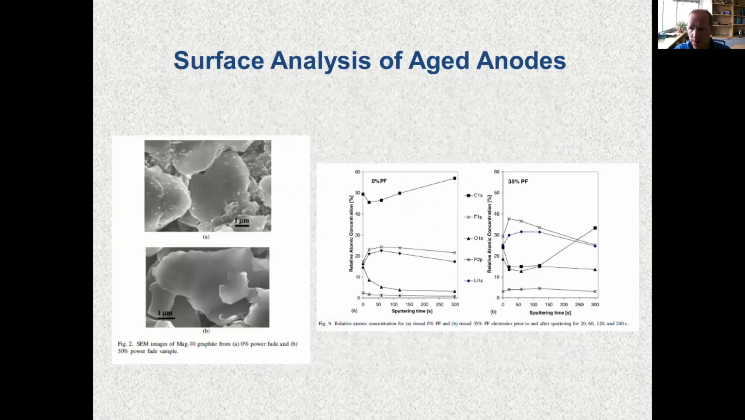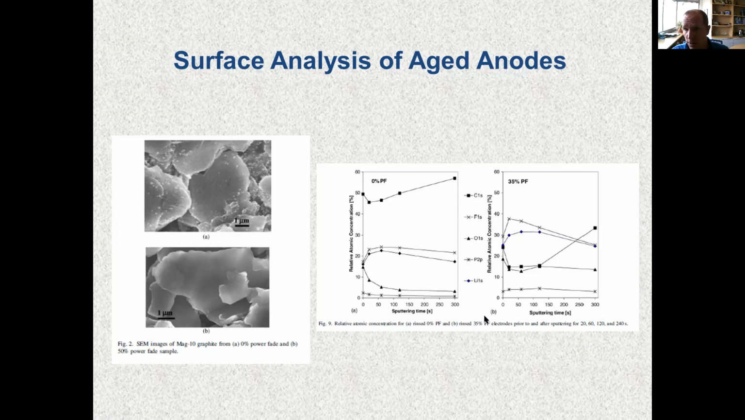What was observed is that you start off with fresh graphite particles. The edges of these graphite particles look pretty clean, though you can see they've got some kind of surface film on them. This is the fresh, 0% power fade sample. However, in the cells after 50% power fade, you can clearly see that the surface film is much, much thicker on the surface of the graphite particles. This is an SEM image.